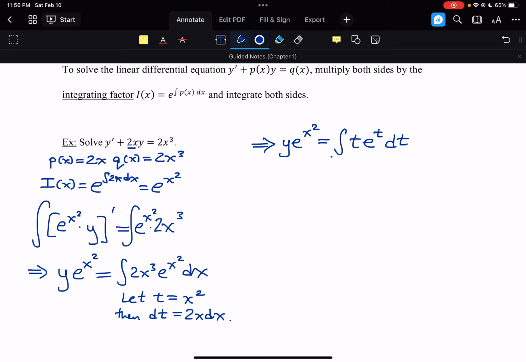Now, this is something that we can solve using another technique of integration, and that is integration by parts. This is why I wanted to hold on to u a little while longer, because we can take u and v. So u is just going to be t, dv will be e to the t dt. So du is dt, v is just e to the t.